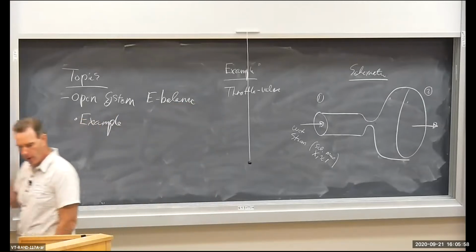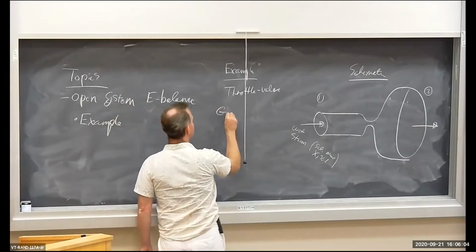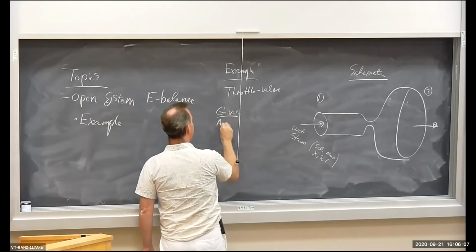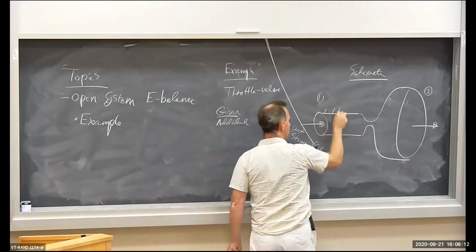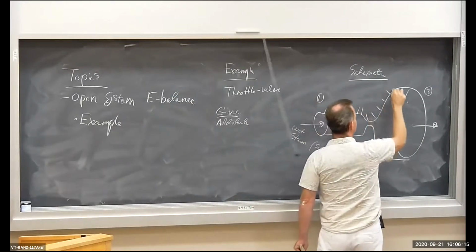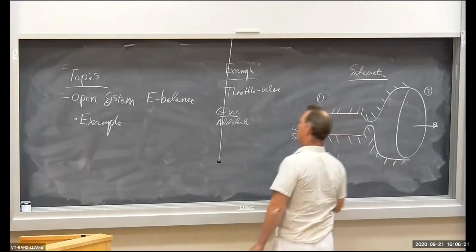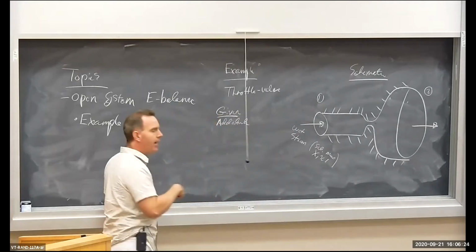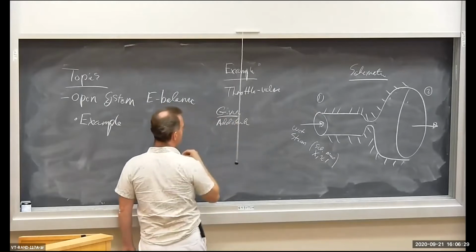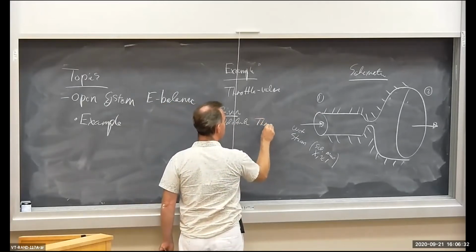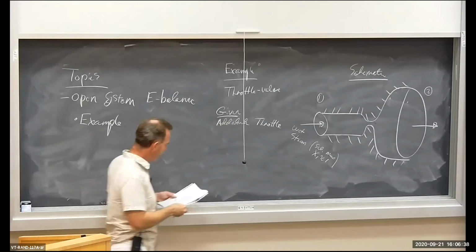So the given: we've got a throttle valve. Let me put up the givens and the finds here. Given: adiabatic, so I'm going to wrap some insulation around this thing. An adiabatic throttling valve. So it's a restrictor, a pipe with a pinch section, and it's used for dropping pressure and expanding steam in this case. So we've got an adiabatic throttle, or a throttle valve, whatever you want to call it, okay?